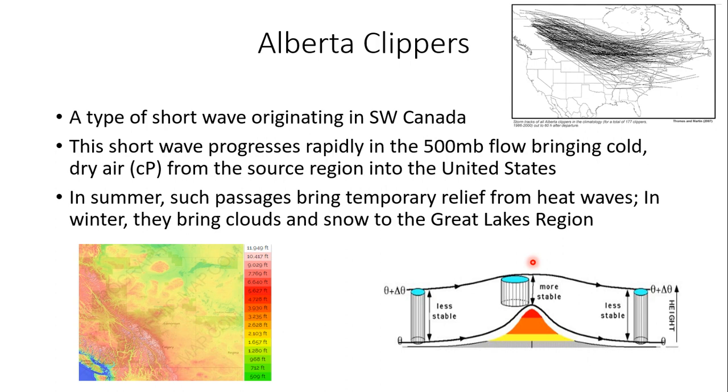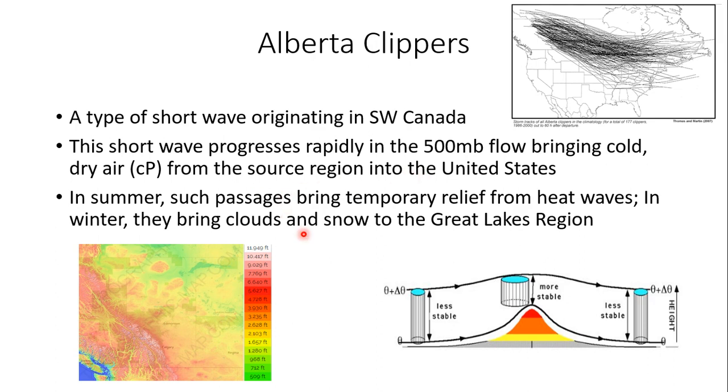All right, now getting back to the topic that I initially started with here today in the training, Alberta Clippers. This is a specific type of shortwave that originates in southwestern Canada in the province of Alberta, hence the name Alberta. The shortwave progresses rapidly in 500 millibar flow in the mid-levels of the atmosphere, and that's going to bring cold, dry air, CP air, from that source region in Canada, dumping that colder air into the United States.